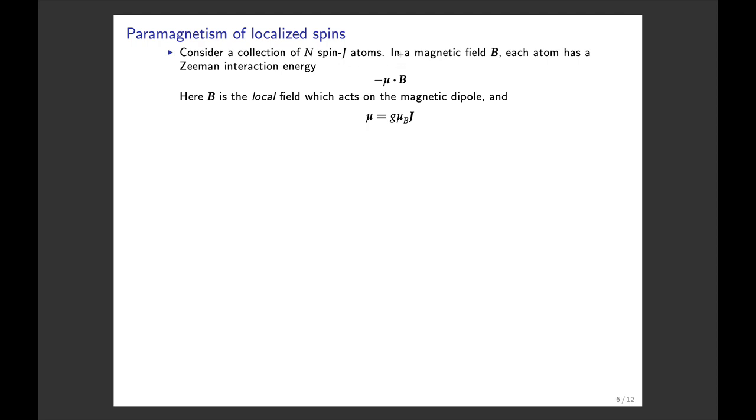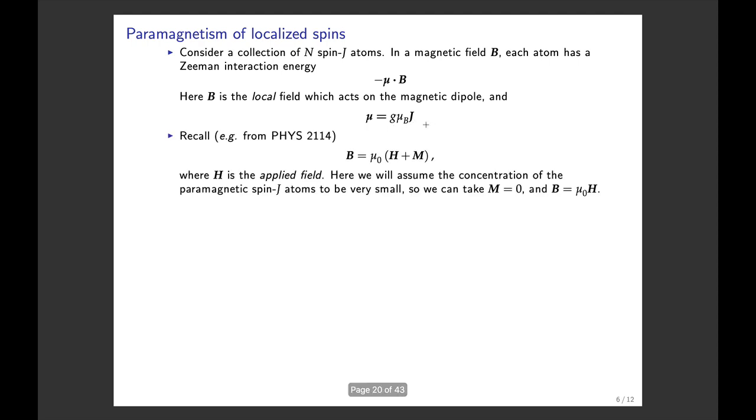So we know in a magnetic field, each atom has a Zeeman interaction energy, and it's usually written as minus mu dot B, where B is the magnetic field and mu is a magnetic moment. Here, B is a local magnetic field, and it acts on a sort of magnetic dipole, mu. Mu is a vector quantity, and mu is given by this g factor times the Bohr magneton times the spin vector J.